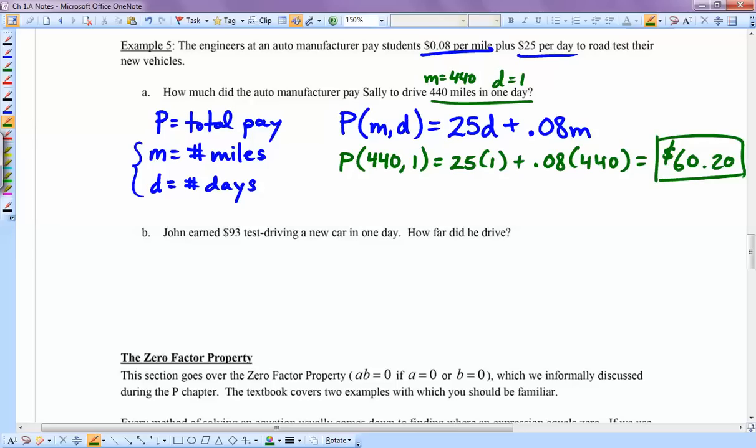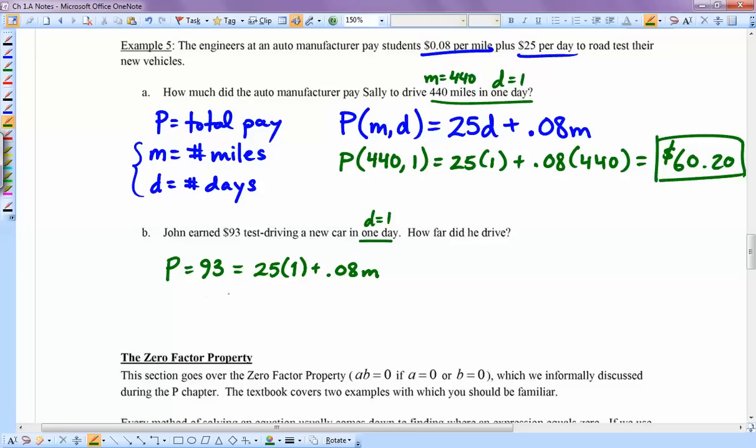Okay. John earned $93 test driving a new car in one day. Okay, so how far did he drive? Okay, so we're looking for the pay. I know that D is 1. Oh no, we're not looking for the pay. I know that the pay is 93. And I know that D is 1. So I'm going to set up my equation. 93 is 25 times 1 plus 0.08 times M, because now I'm looking for how many miles it drove.